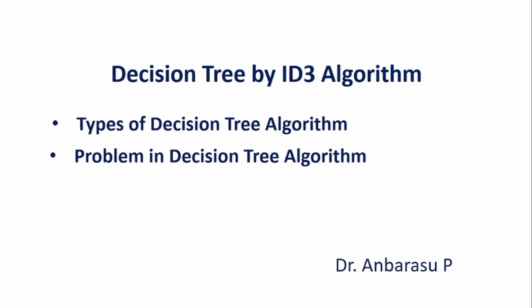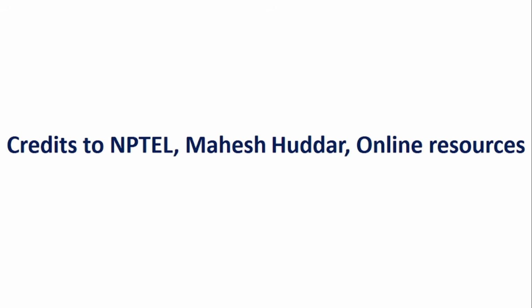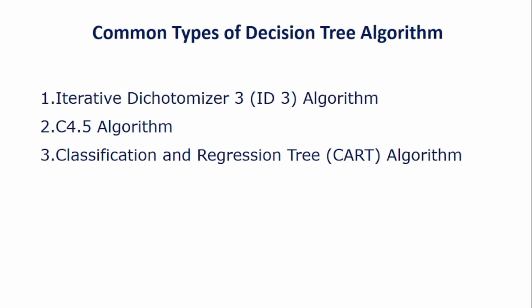Welcome back. In this session, we are going to discuss decision tree by ID3 algorithm and common types of decision tree algorithms. So, common types of decision tree algorithms are iterative dichotomizer tree algorithm, C4.5 algorithm, classification and regression tree algorithm.